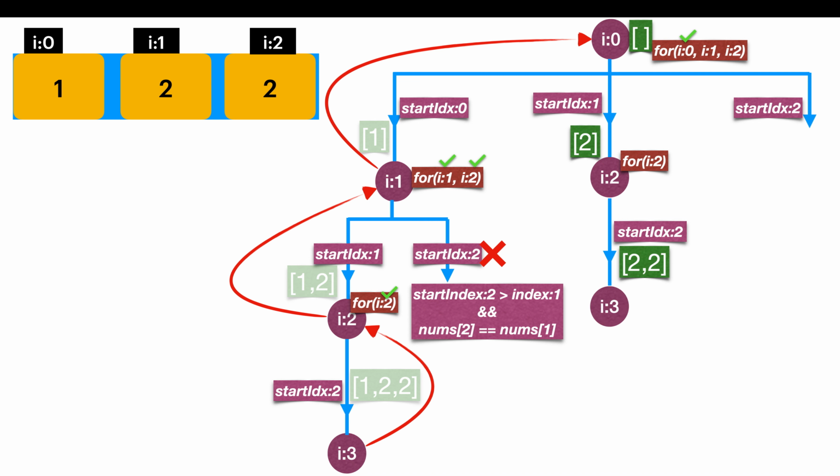Now we reached, the current index value is equivalent to array length. So we just return to the caller, then remove the last element from the list. So with this, from caller index 2, we are done with all possibilities.